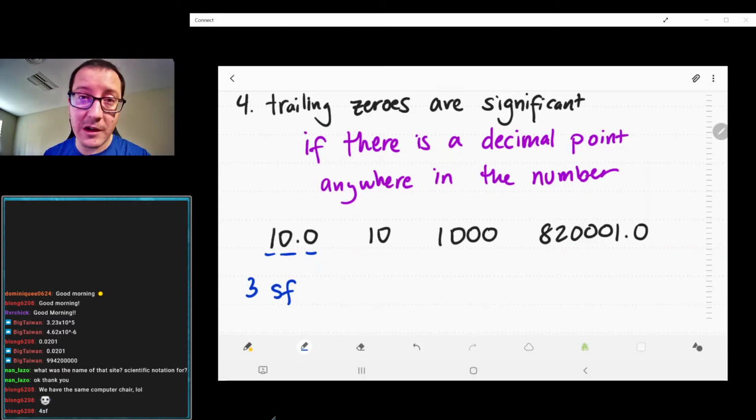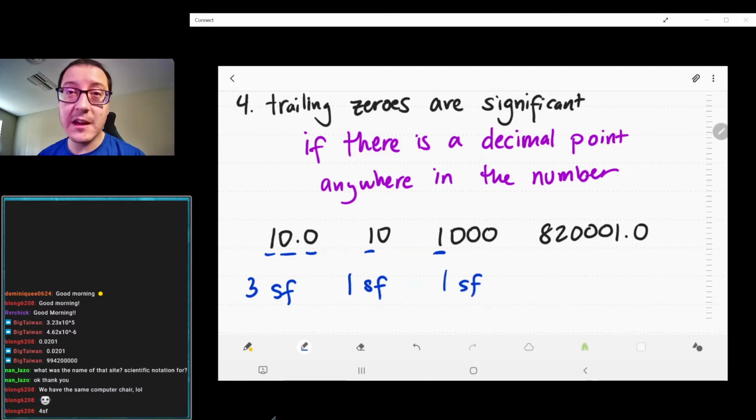If we look at the second number, however, of course that 1 will be significant. However, I do not see a decimal point in the second number. And because of that, that 0 will not be significant. So we will only have 1 sig fig for this number. If we look at the next number, we're going to have, again, 1 significant figure because we do not have a decimal point. So those trailing zeros will not be significant.